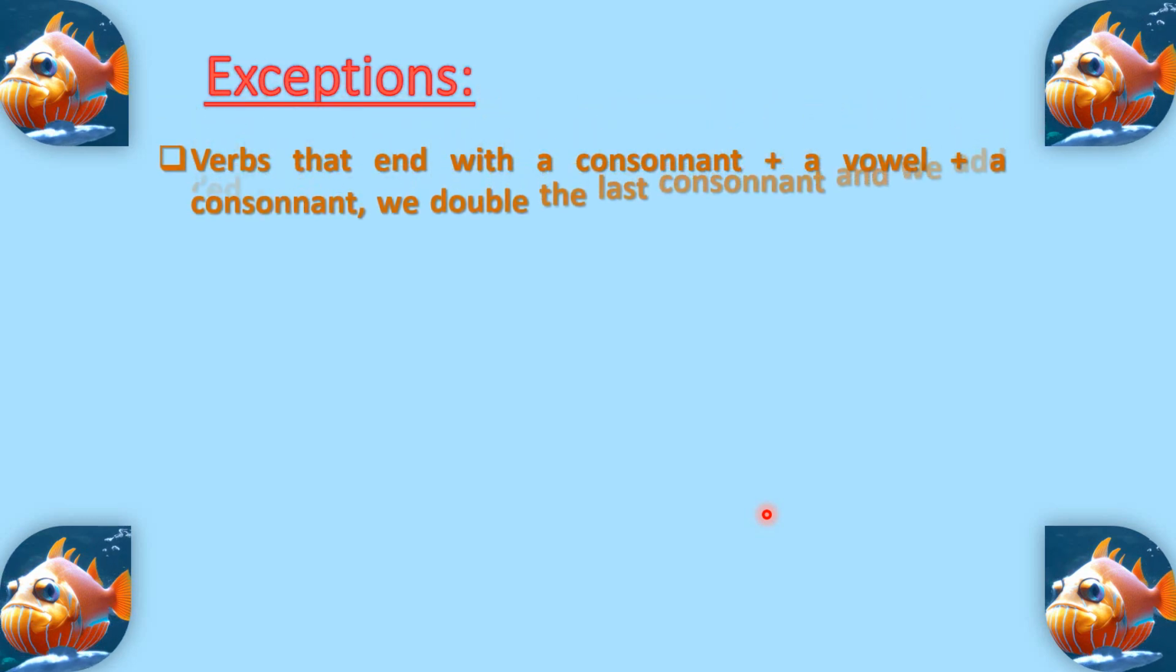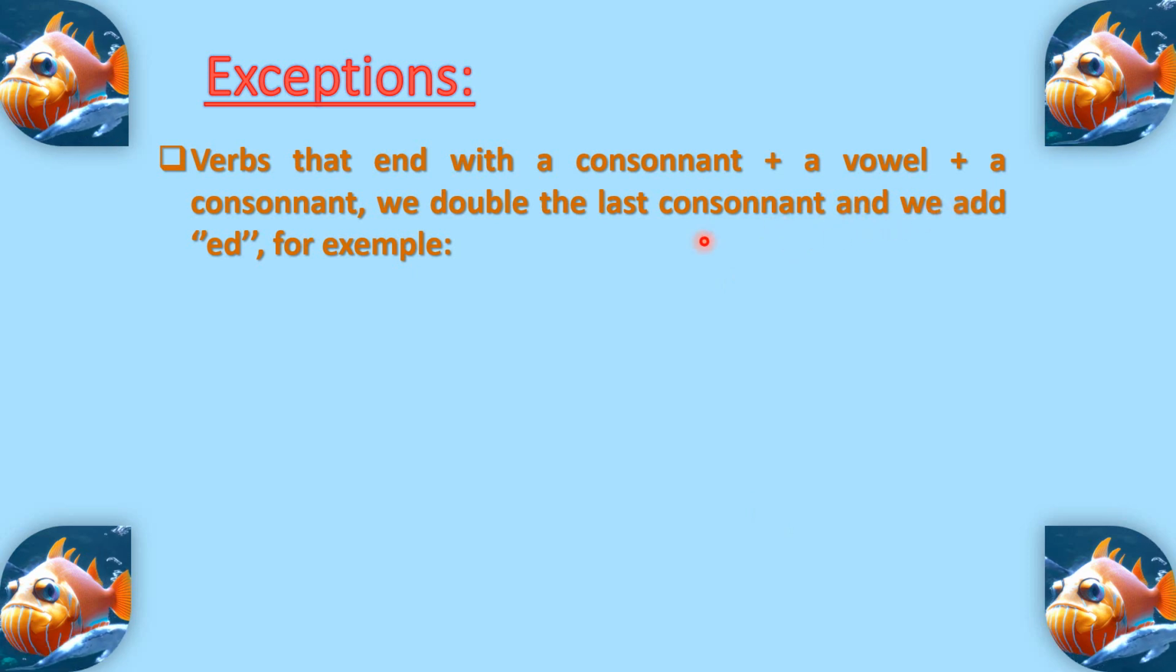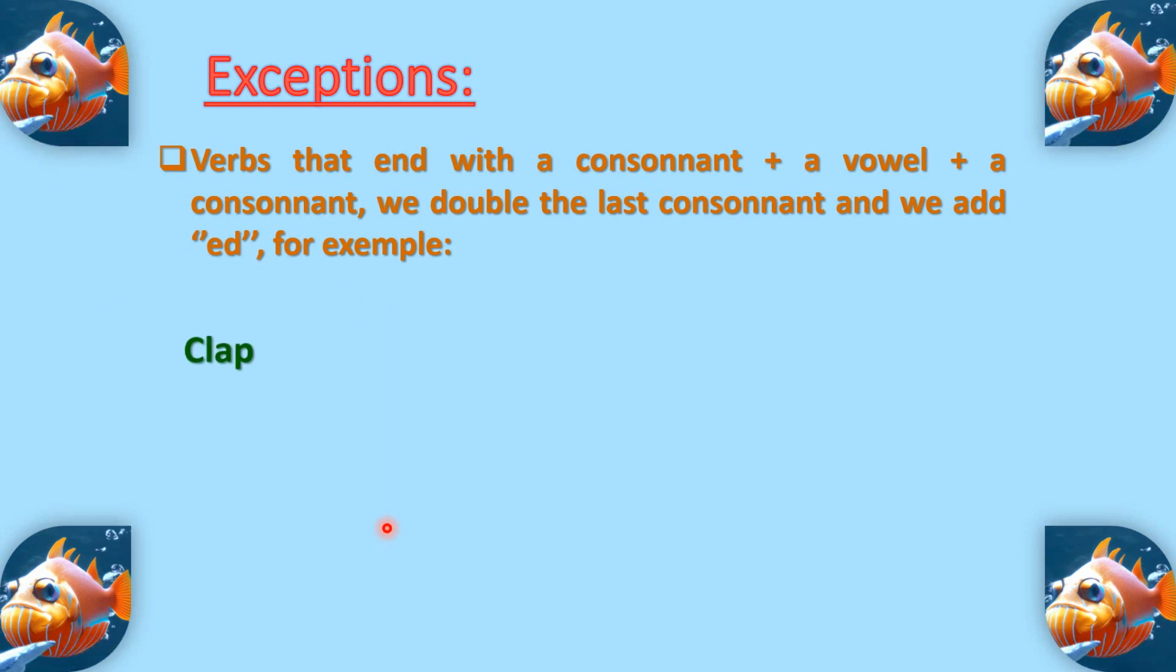Another exception: some verbs end with a consonant plus a vowel plus a consonant. In this case, we double the last consonant and we add the suffix ed to the end of the verb. Let's have an example, the verb to clap.